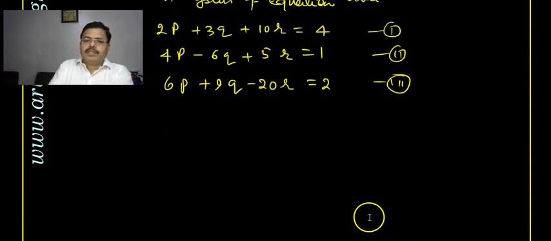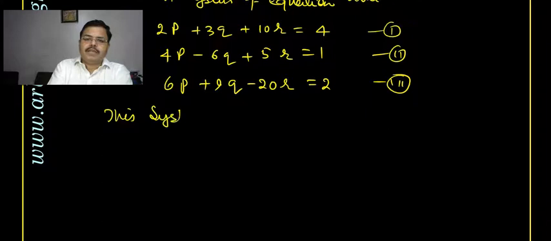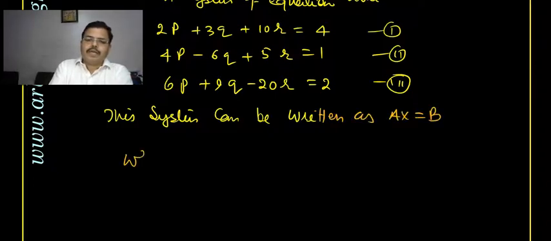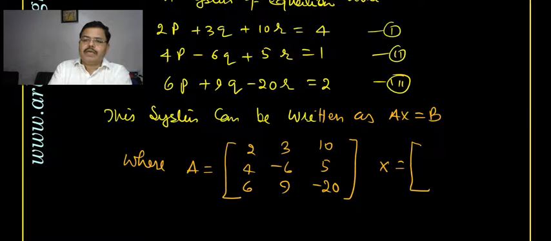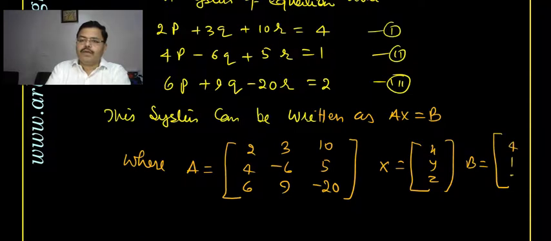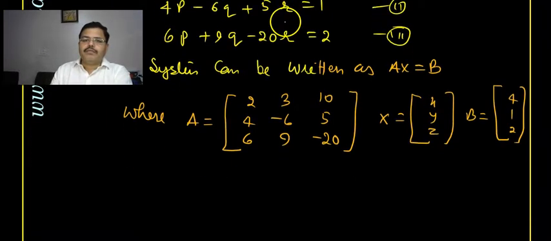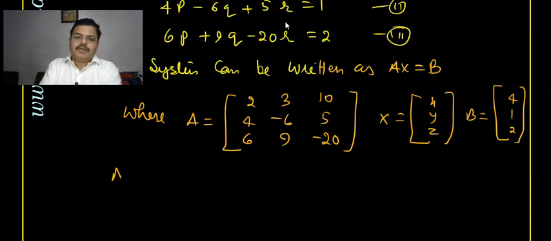Now we can proceed with the matrix method. This system can be written as AX is equal to B, where A is equal to 2, 4, 6, 3, minus 6, 9, and 10, 5, and minus 20. X is equal to p, q, r, and B is equal to 4, 1, 2. This is what is given. Now, first of all, we will find the determinant of A.